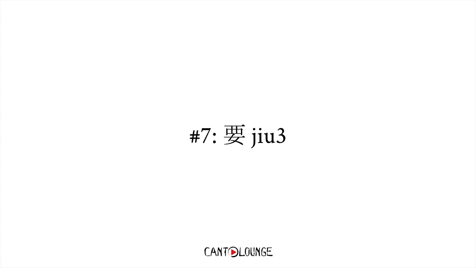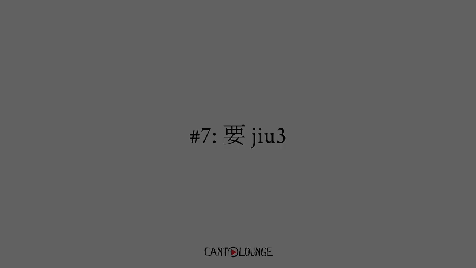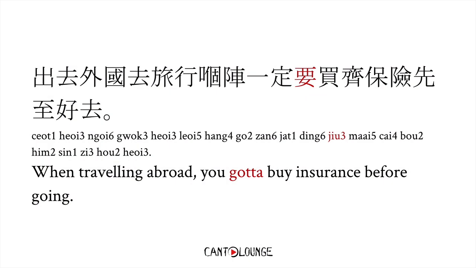Number 7, 要. You can actually have two main nuances. The first one in this example is to have or must. And sometimes you will see it used with 一定, yeah, which strengthens the tone. So for example, here we have 出去外國去旅行嗰陣，一定要買齊保險先至好去。So go out abroad to travel when must buy insurance before going. Right? So that is that.